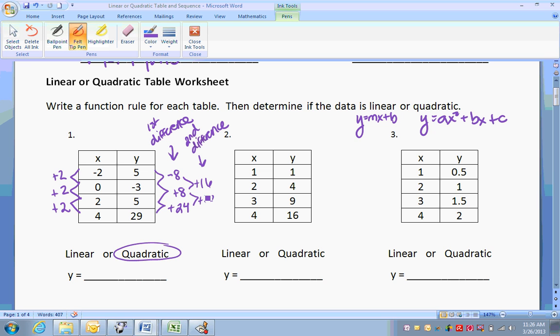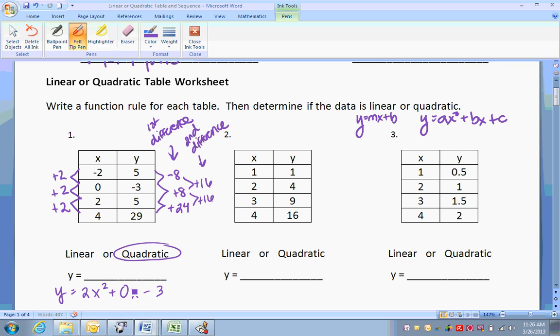And we know, remember, quadratic is ax squared plus bx plus c. Well, in this case, our a value is 2, so I'm going to replace a with 2. And then I write x squared. Our b value was 0, so I replaced b with 0, 0x, and then our c value was negative 3. So our equation for number 1 is y equals 2x squared plus 0x minus 3.